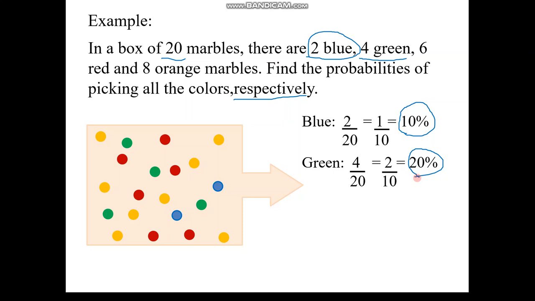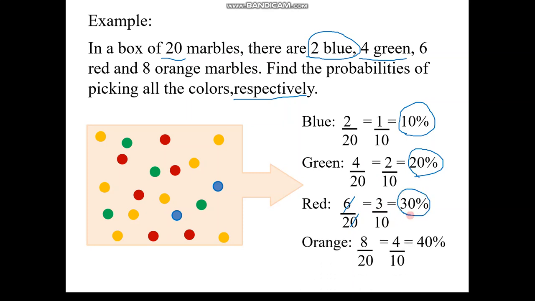What about red ones? 6 out of 20. I will simplify this again, and I will reach 3 out of 10, which is equal to 30%. And finally, the orange ones. It is 8 out of 20, which is equal to 40%. Yes, we found all the probabilities.